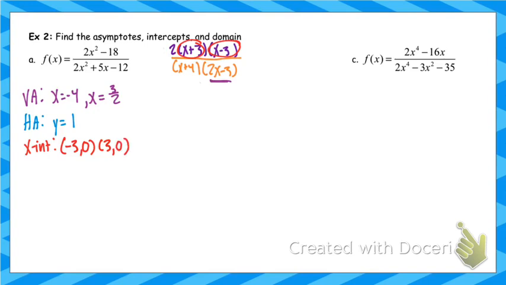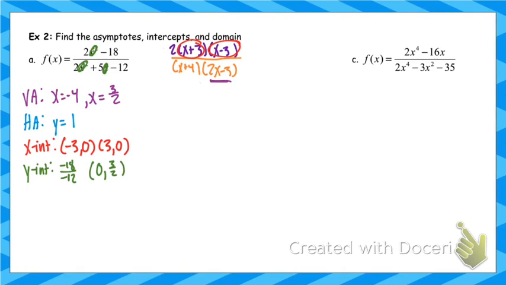All right, and then our last one, we'll go ahead and do our y-intercept. This one's also a little bit easier to use the original function for, because then I don't have to worry about multiplying or anything like that. So I'm just going to plug in 0 for all my x's. Well, 2 times 0 minus 18 is negative 18. 0 plus 0 minus 12 is a negative 12. So that would reduce to 3 over 2. And again, we write this as a coordinate, so it's 0, comma 3 over 2.